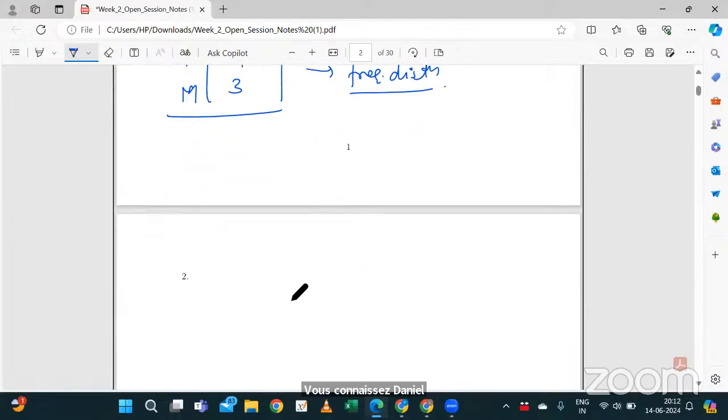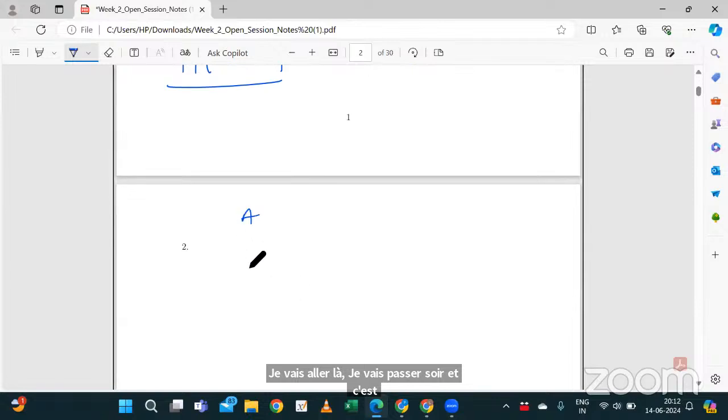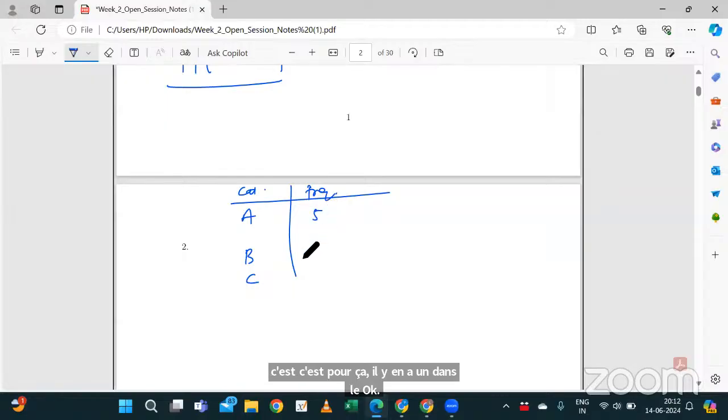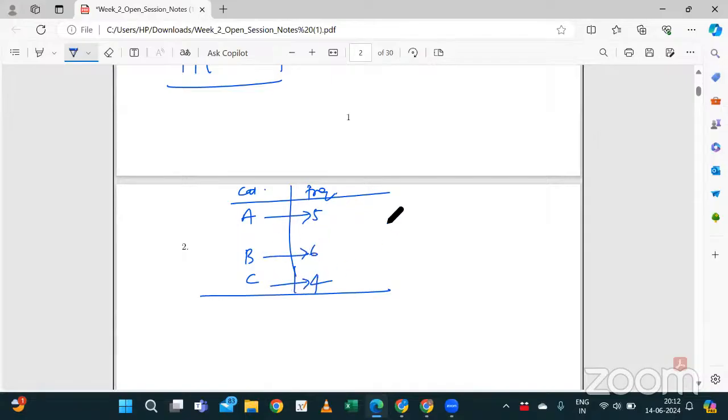Suppose you have another example. Suppose you have 3 categories. Okay, then what is the frequency for each? I'm just assuming, let's say, for A it's 5, for B it's 6, for C it's 4. So this 5 represents the frequency of A, then the frequency of B, frequency of C. This is known as frequency distribution. I think this is a simple example.